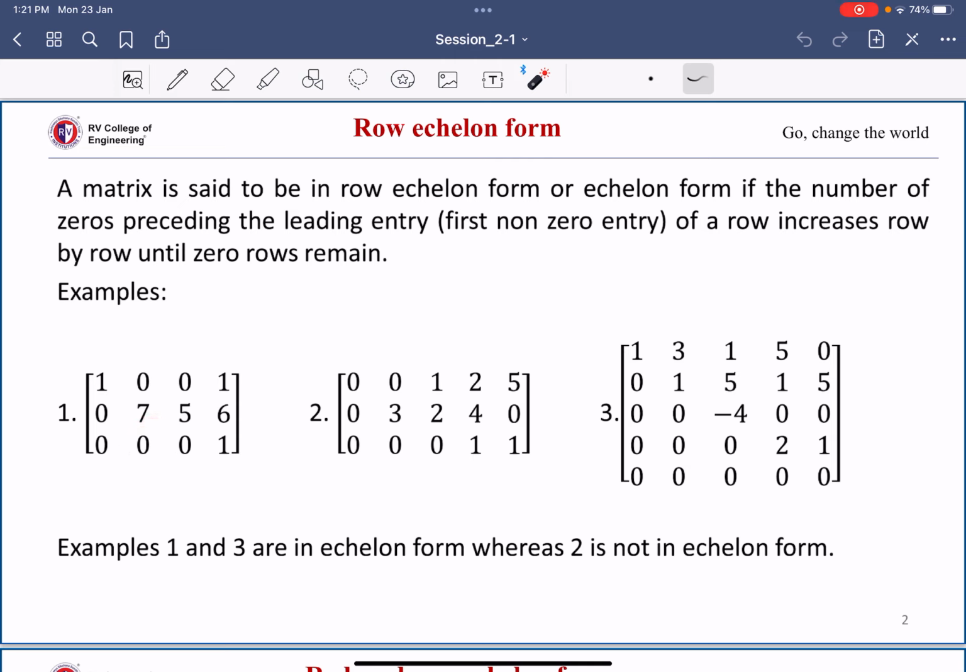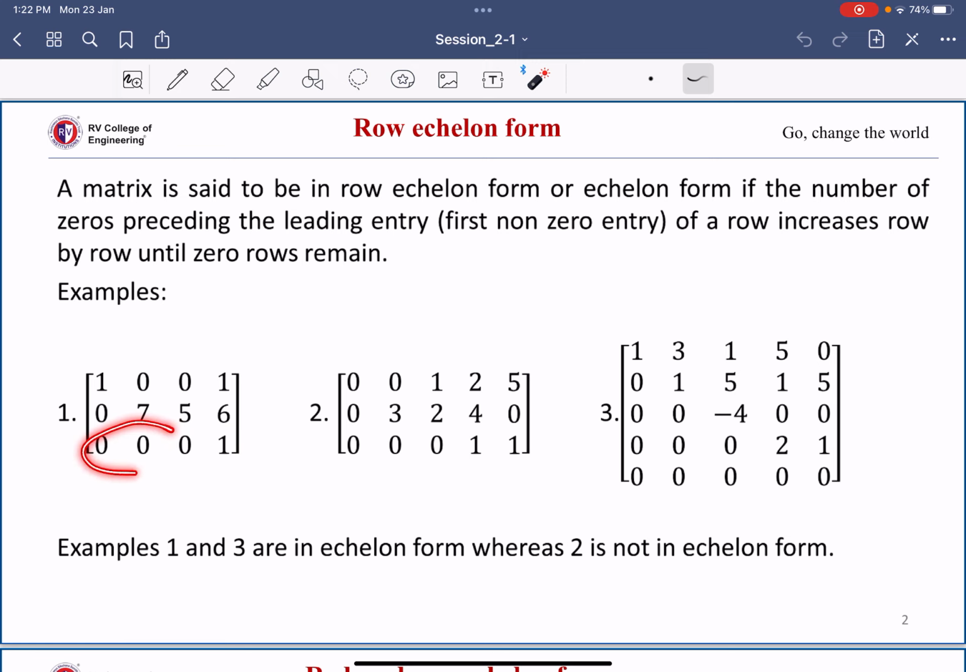We shall now check whether the number of zeros appearing before the leading entry is greater than that in the previous row. Since 1 is the leading entry in the first row and there is no 0 appearing before 1, the number of zeros appearing before the leading entry here is 0 itself. And the number of zeros appearing before 7 is 1.